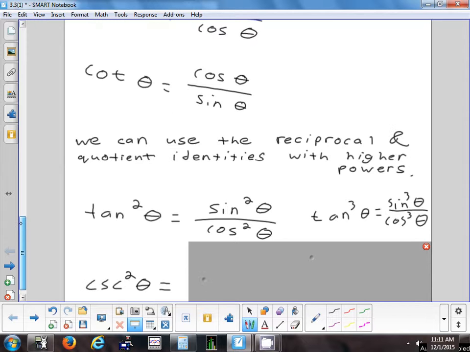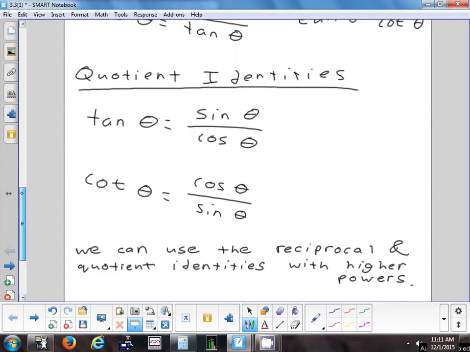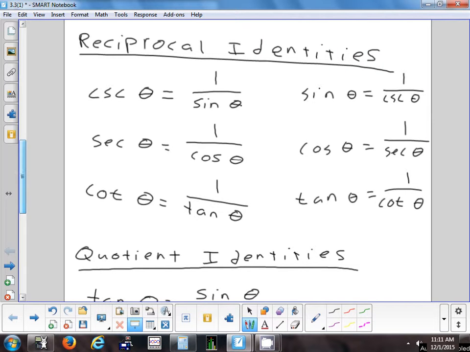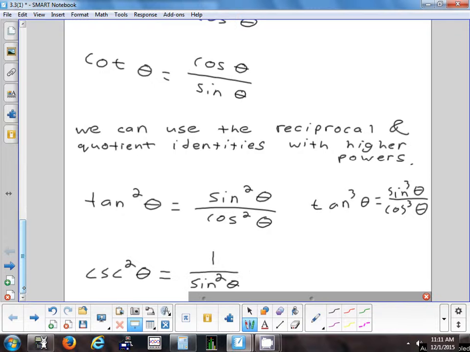Okay, what about cosecant squared? Okay, look at what cosecant was. And what do you think cosecant squared would be? 1 over sine squared. Yeah, it would be 1 over sine squared. Cosecant cubed would be 1 over sine cubed. Right? So you can use the reciprocal and the quotient identities with as high of a power as you want. Okay. Questions on that idea? Okay.